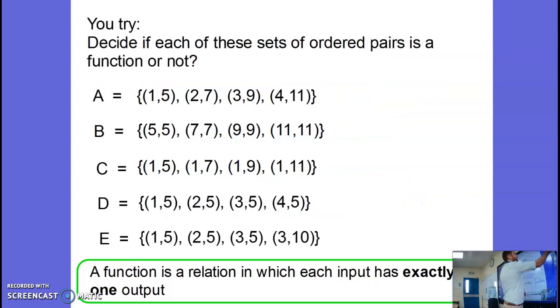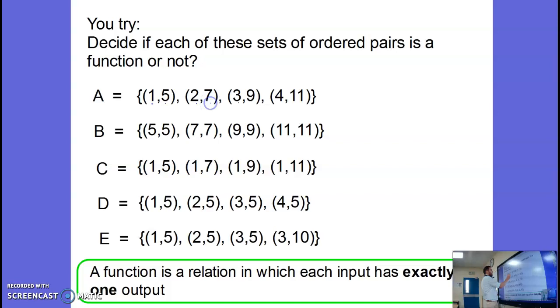Try these. Here is some sets of ordered pairs. Decide if they are functions or not. I'd pause it now, have a go at these, and then I will move on. So, hopefully you've paused it, hopefully you've had a go. If you haven't, pause it now. Here's some answers. The first one, is this a function?